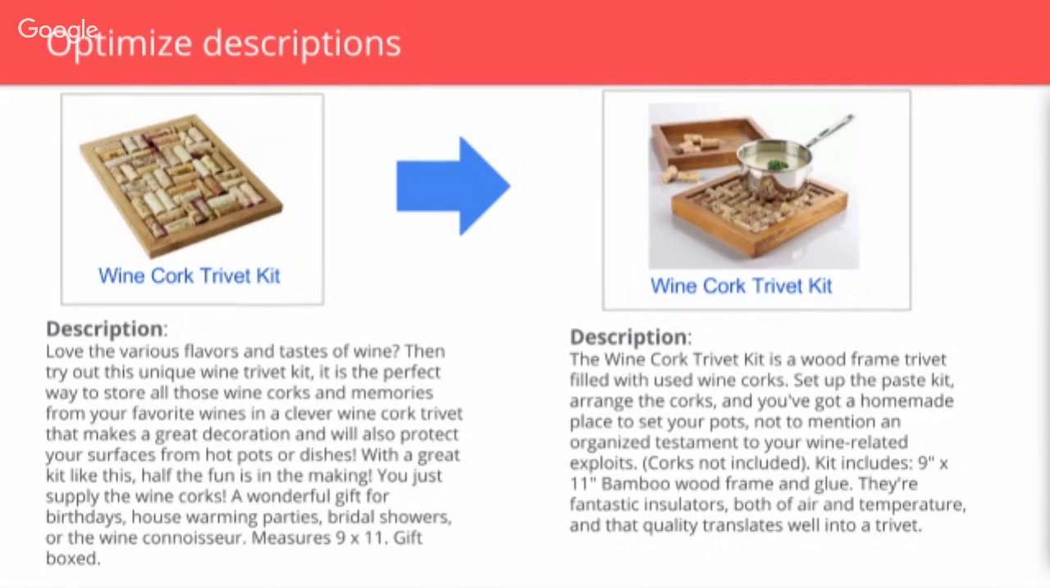We're getting right into it. This is the wine cork trivet kit. It's a wood frame trivet filled with used wine corks. So set it up, arrange it, right?